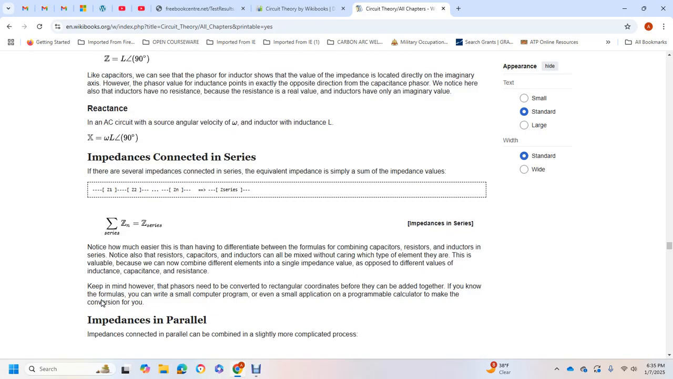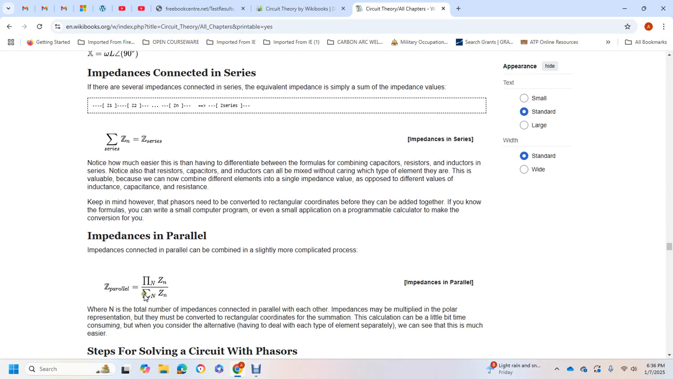Impedances connected in series: if there are several impedances connected in series, the equivalent impedance is the simple sum of the impedances. Notice that the formula is the same when combining capacitors, resistors and inductors in series. All the resistors, capacitors and inductors can be mixed without regard to the type of element, because when they combine, they give a single impedance value. Keep in mind, however, that the phasors must be converted to rectangular coordinates before being added together. If you know the formula, you can write a small computer program or use a programmable calculator to make the conversions for you.